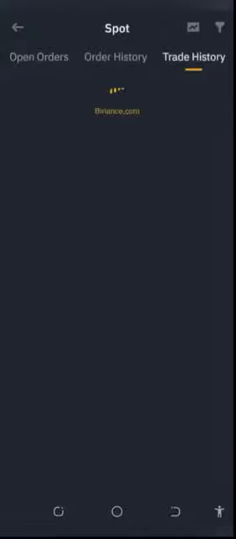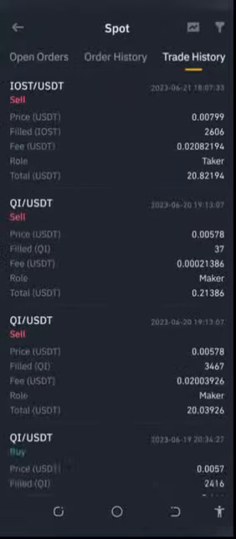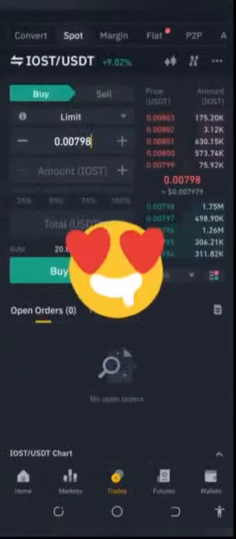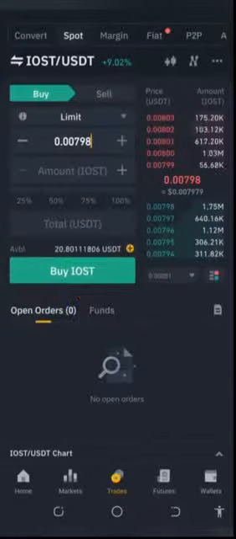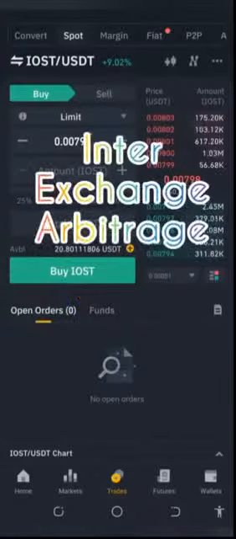Okay, so we actually sold this to USDT. Wow, we sold the 2606 and we got 20.82. Oh my God, this is beautiful. I love this. Now, this is actually an inter-exchange arbitrage, right?